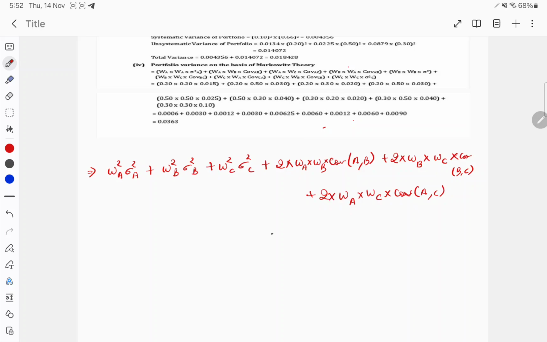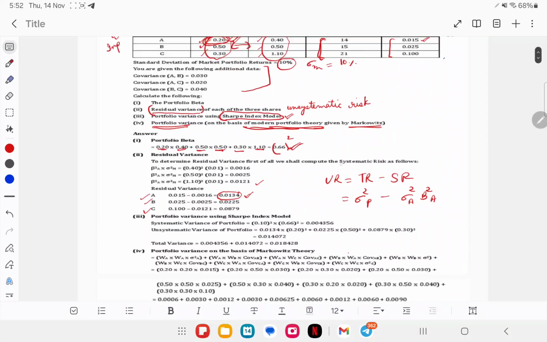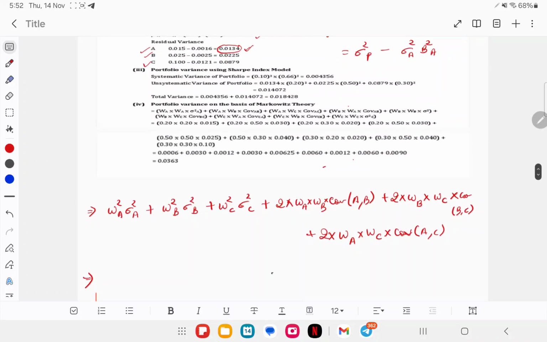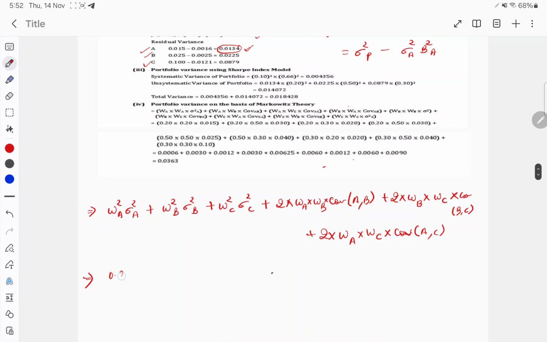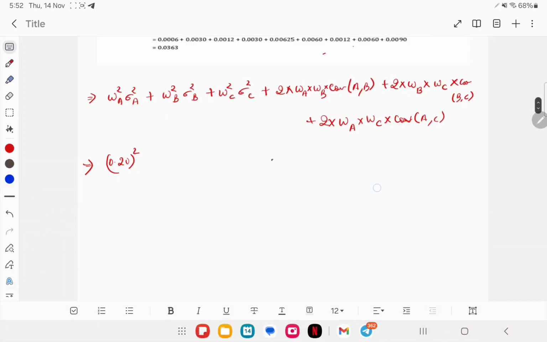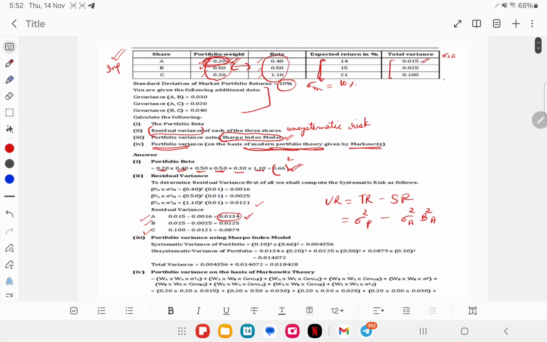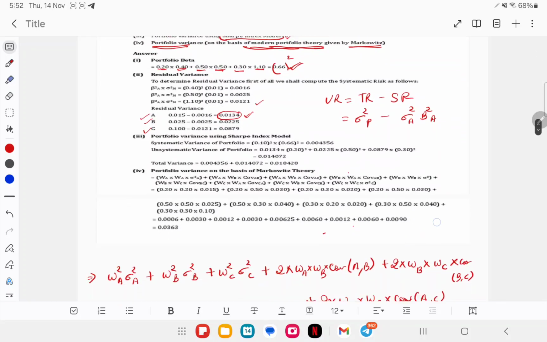Now let's put the values in this. For weight square A, what was given in the question? It was 0.20, so we'll write 0.20 square, and the variance of A, which we have calculated or it was given in the question, was 0.015.